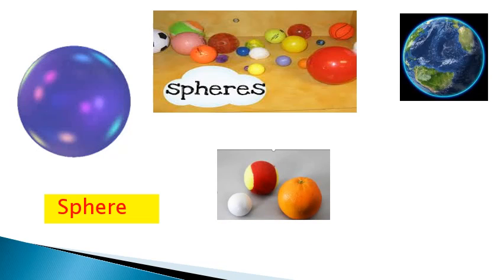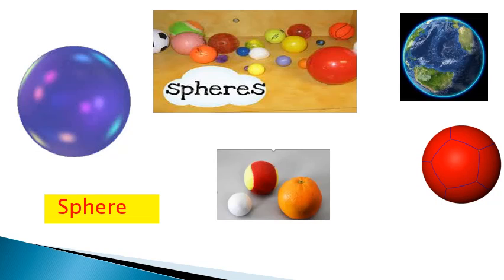Okay. And also the orange is like a sphere. The apple is like a sphere. The egg is like a sphere. Okay. And all the balls are like spheres.